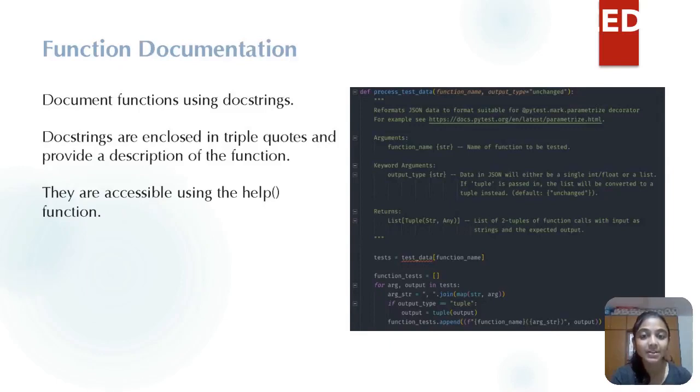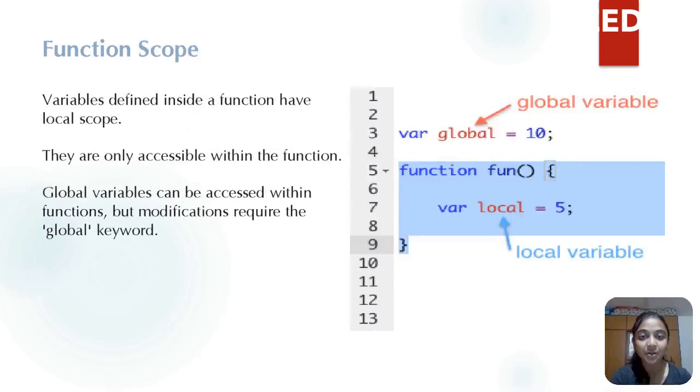Document functions using docstrings. Docstrings are enclosed in triple quotes and provide a description of the function. They are accessible using the help function.